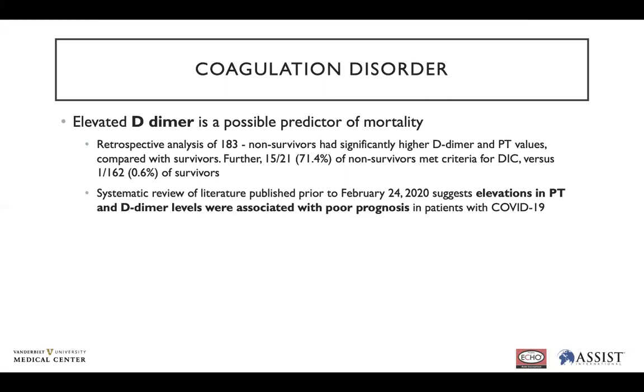Elevated D-dimer is a possible predictor of mortality, and if you have the ability to measure a D-dimer, it would be reasonable to do so in these patients. Some preliminary analyses are showing that non-survivors had significantly higher D-dimer levels than survivors for COVID-19. And other systematic reviews have shown that this was associated with a much poorer prognosis. Go ahead and advance that slide.